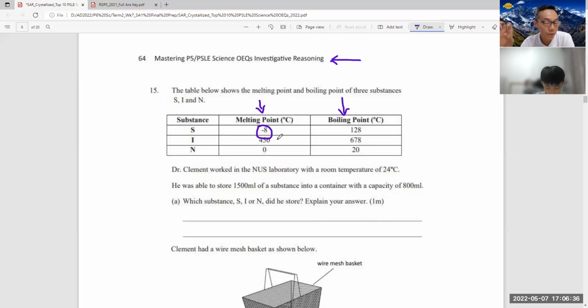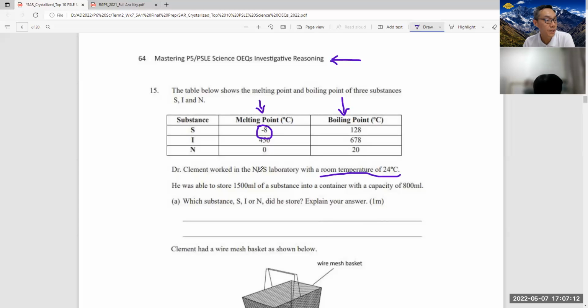So if you want to keep substance S as a solid, minimum you must be less than -8, because it melts at -8. So at -9, substance S would exist as a solid. So you mentally tell yourself, substance S is only a solid when it is very cold, -8 degrees and below. Now the room temperature, you highlight this, is 24 degrees Celsius.